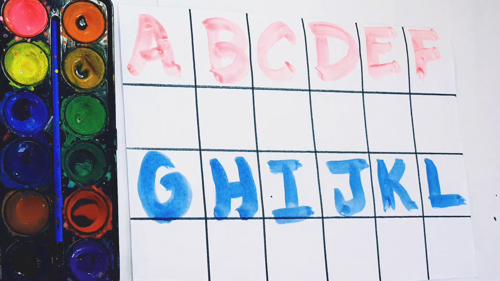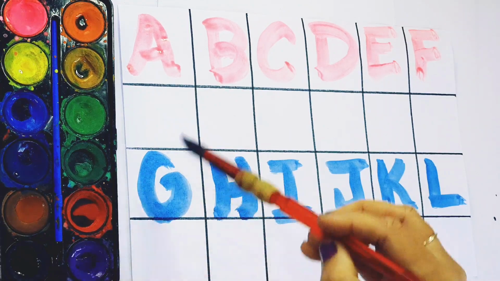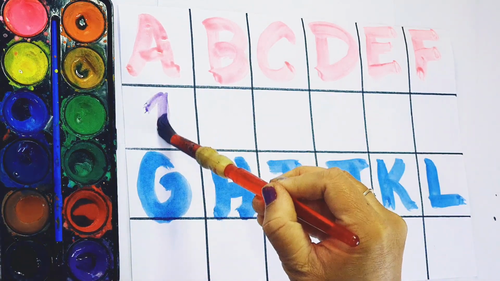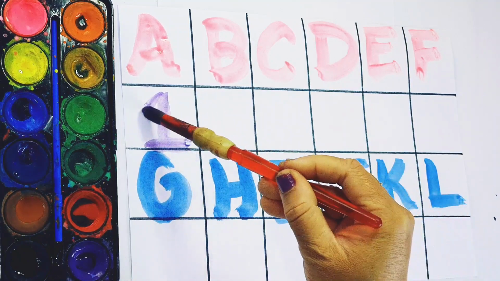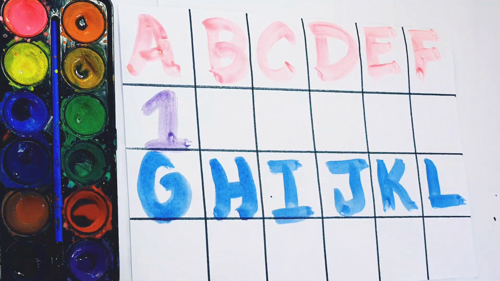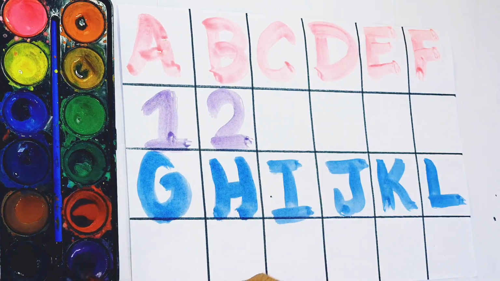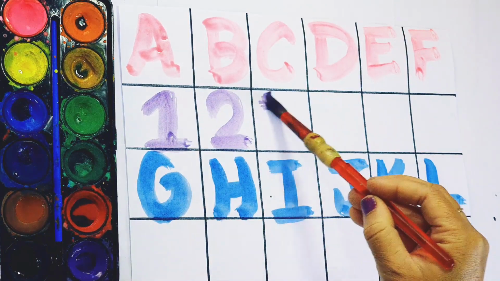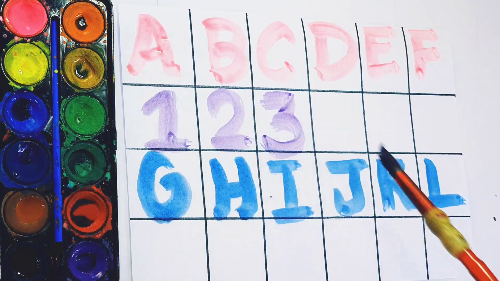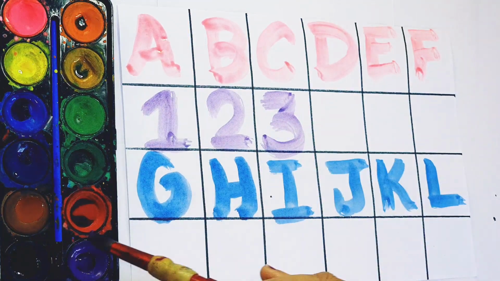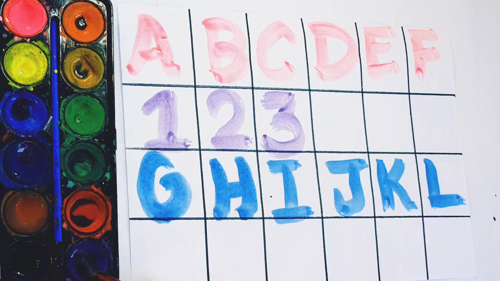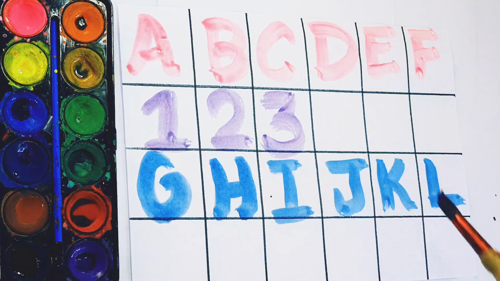So kids, now we write down some numbers. 1. Number 1. O-N-E 1. 2. Number 2. T-W-O 2. 3. Number 3. T-H-R-E-E 3.